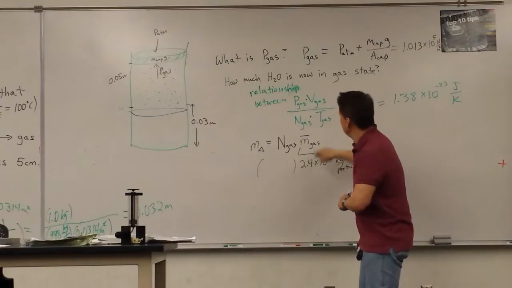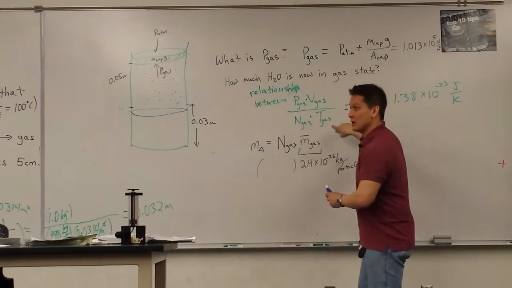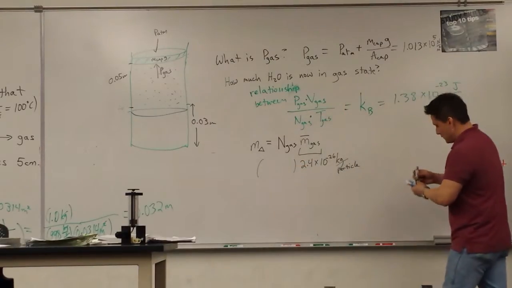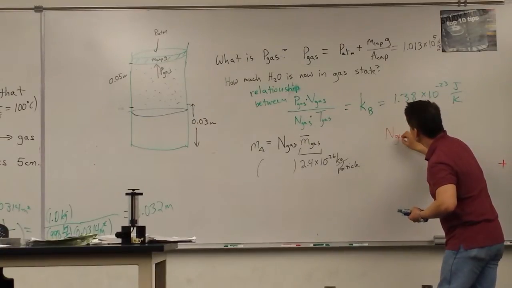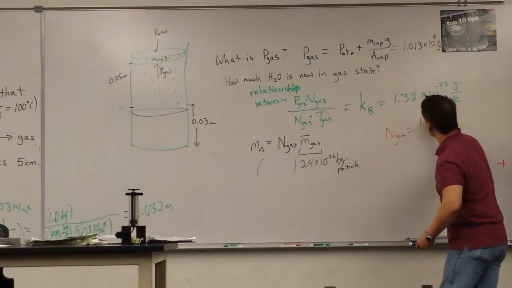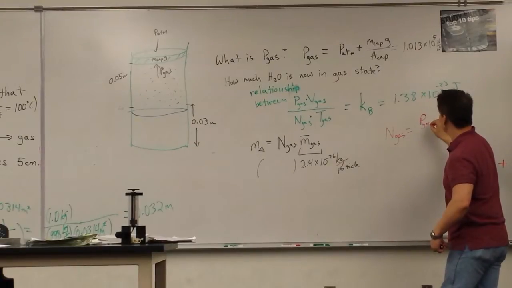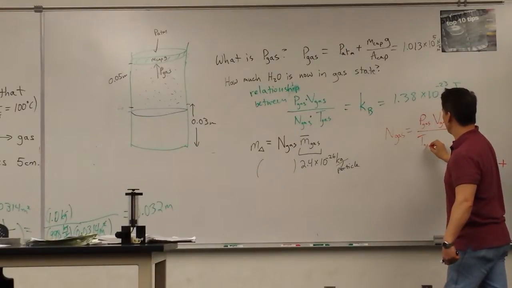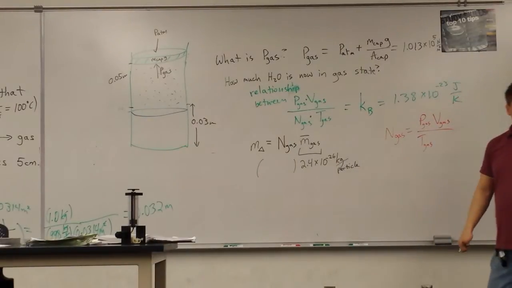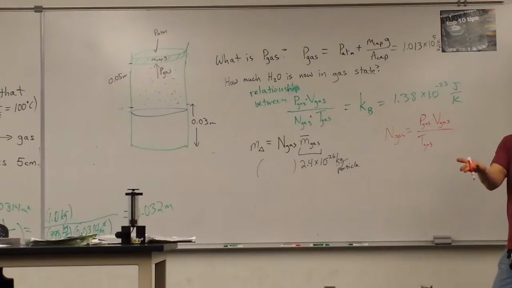So to get N, I'm going to use the ideal gas law. And what I'm going to do then, to apply it, I'm going to solve for N gas. And it's going to be equal to the pressure of the gas, which we've already calculated, the volume of the gas, I can't remember if we calculated that, divided by the temperature, which we will assume is 100, because the water's at 100 as it's boiling off, and the only heat coming in is the heat required to boil off that water.